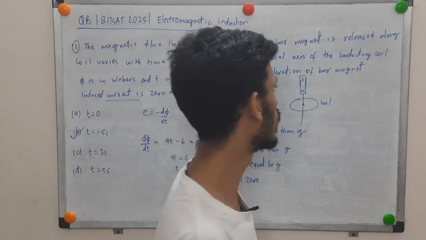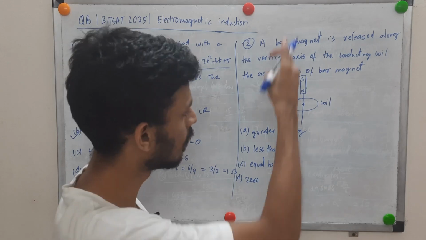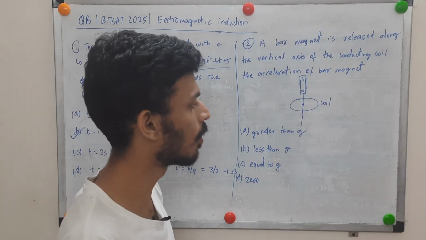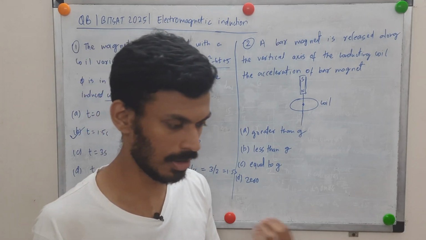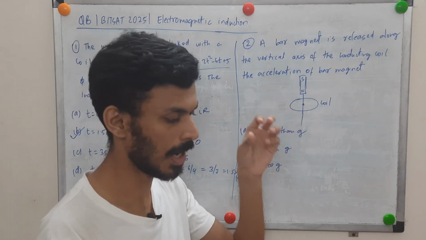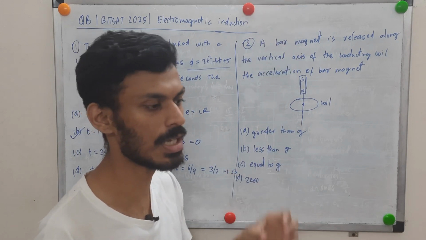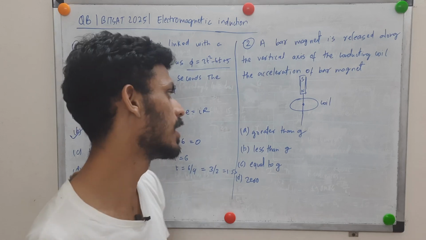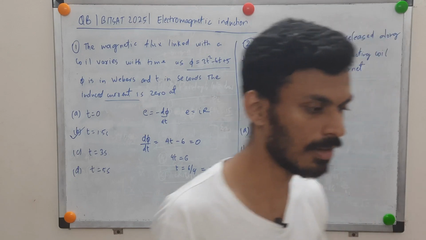Let's come to question 2. Here we have a magnet which is being released along a vertical axis. This is passing through a coil. The coil is conducting, of course, so it will lead to a current, because the flux is changing, right? You are dropping the magnet. When it is far, flux is less. When it's close, flux is more. So flux is changing, there will be induced EMF, and you can see it via Lenz's law.